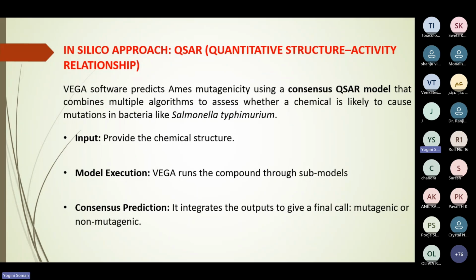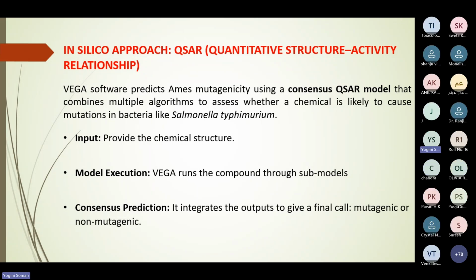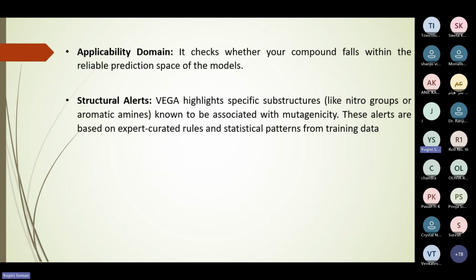So how does it give the structural alert? You have to provide the chemical structure to the software. The software contains a library of compounds or structures, and it compares the structure with the known library. So model execution is there. VEGA runs the compound through submodels, and there is a consensus prediction. It integrates the output to give a final call, that is mutagenic or non-mutagenic. So basically, it compares the structure with the library structures as well.